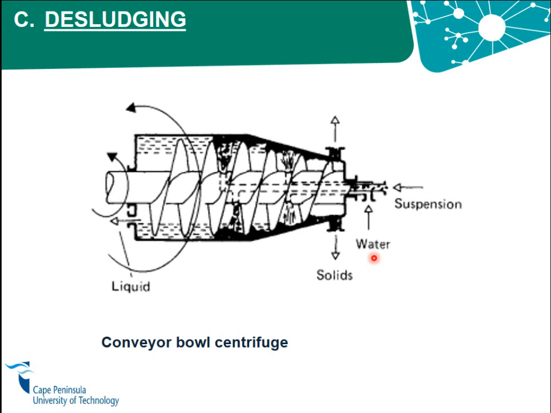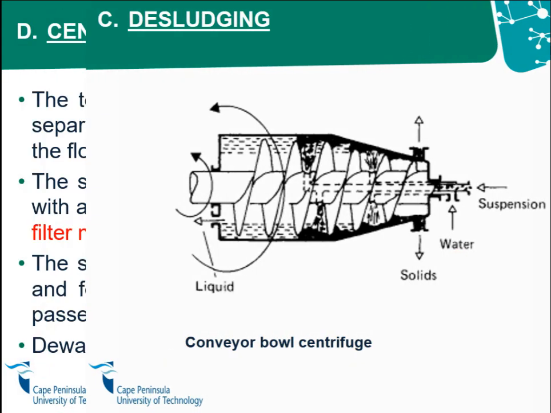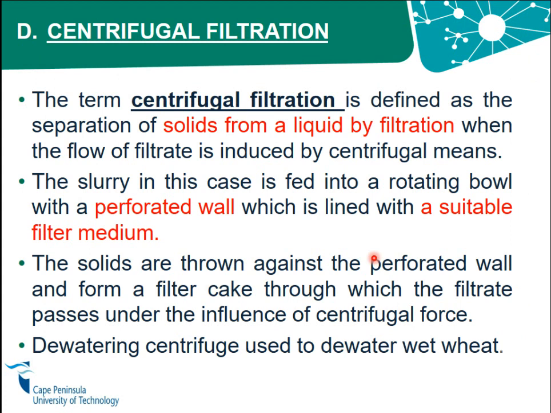Now we've talked about the separation of immiscible liquids, we've talked about centrifugal clarification, and then we looked at desludging. Now we're going to look at what we call centrifugal filtration. So how does centrifugal filtration work?